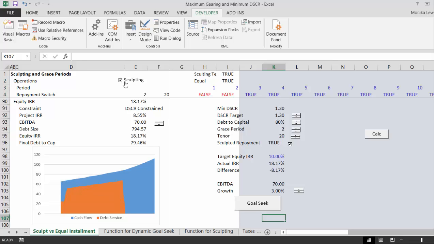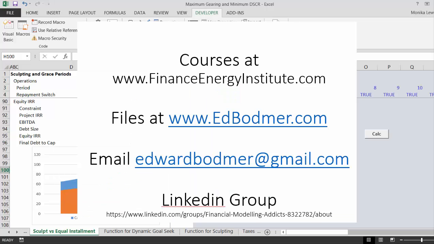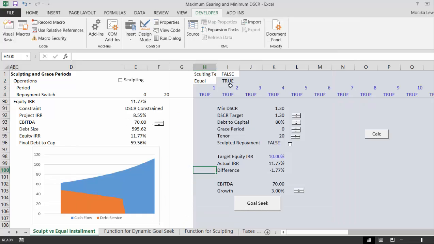without sculpting. Oops. Without sculpting, I just had a problem. I'm going to turn it off. See, this scares the heck out of me. I have a little test here. Okay, I have to go back and check that. So, on this equal installment, it's fine now. I've got a little problem.